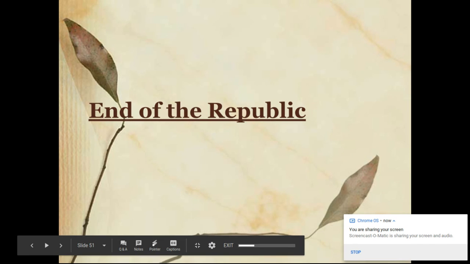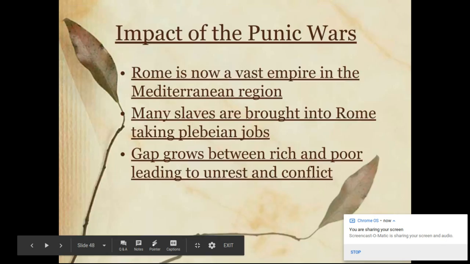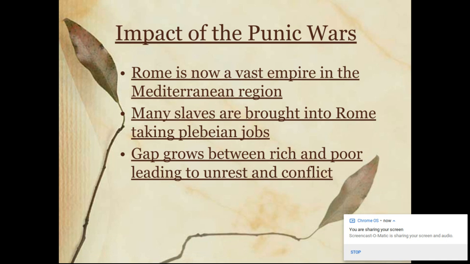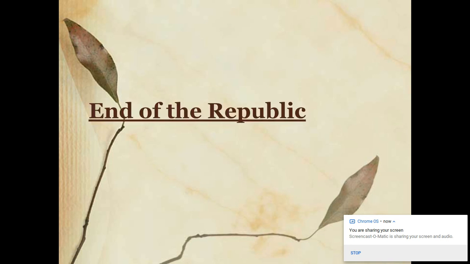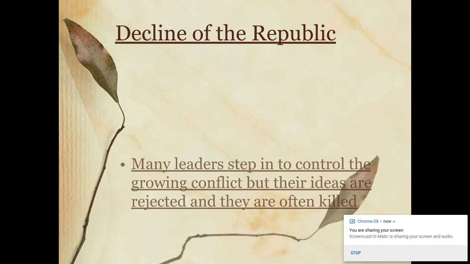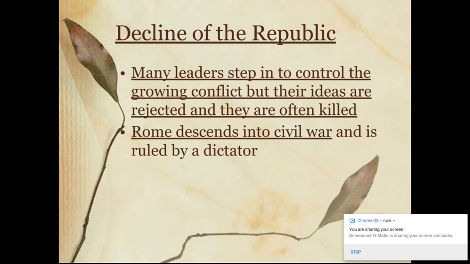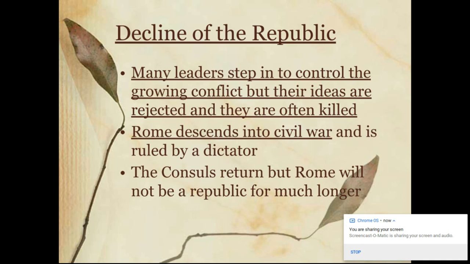So yesterday we talked about the Punic Wars, and we left off with this information. I know, honors, you guys didn't get this, but it's kind of a summation: Rome is large, Rome has a lot of slaves, and there's a gap growing between rich and poor. So to sum it all up, these factors start to lead to the decline and ultimate destruction of the Roman Republican style of government.